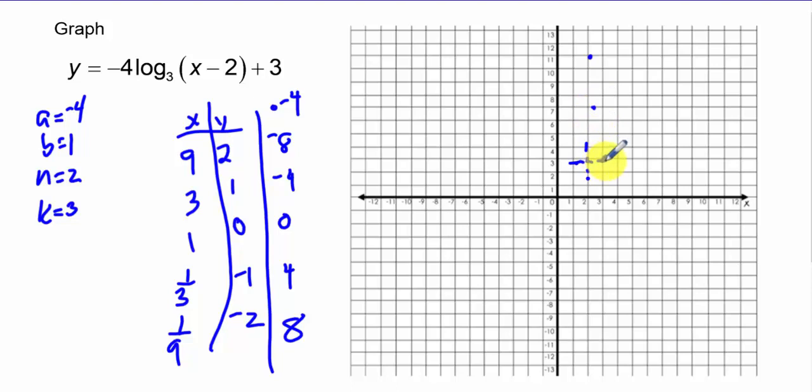1, 0. Over 3, I go down 4. And go over 9. And down 4 more. So here's my graph.